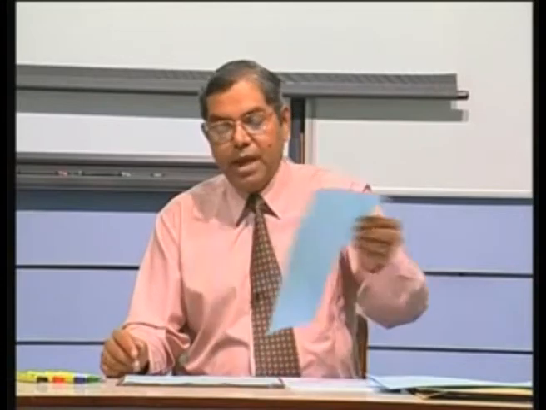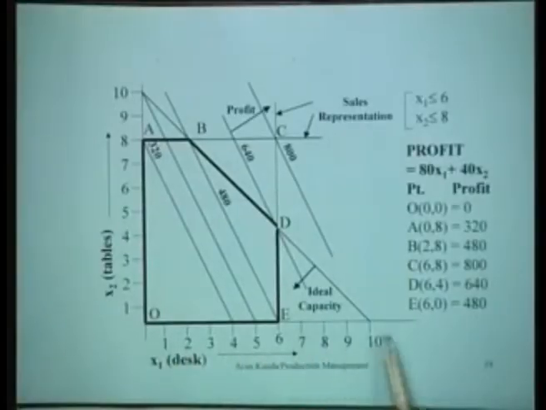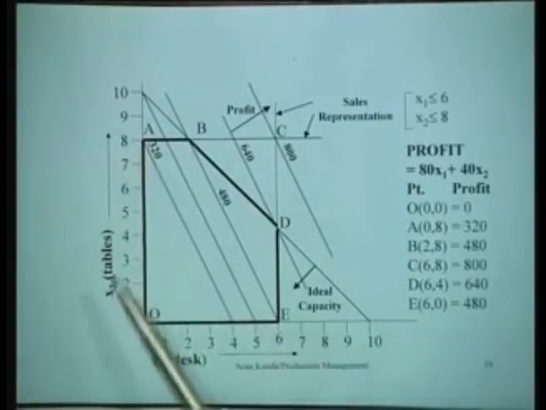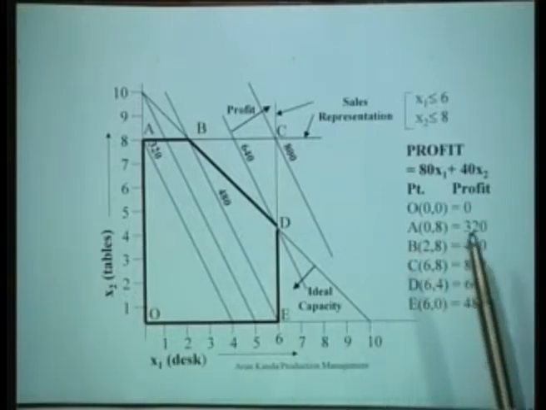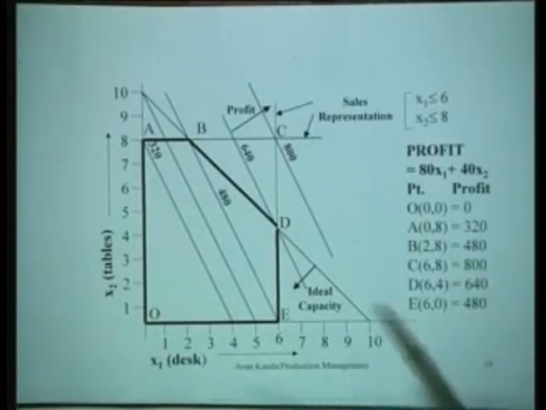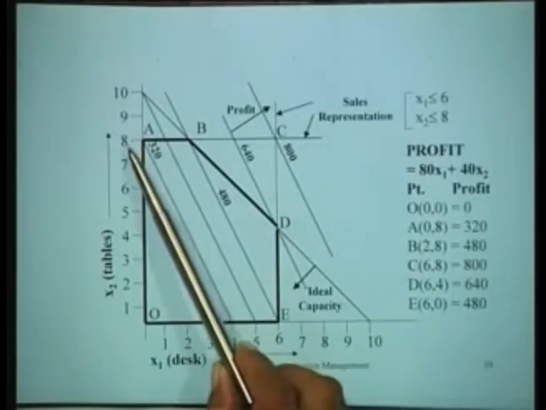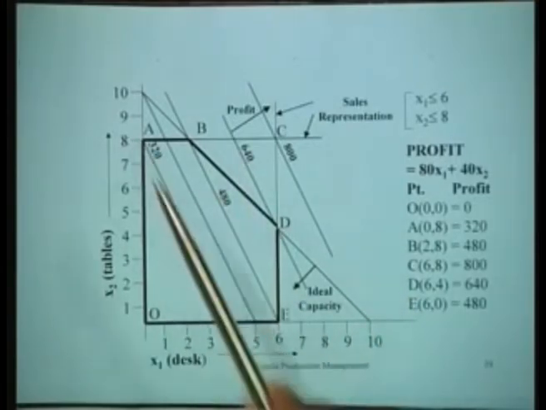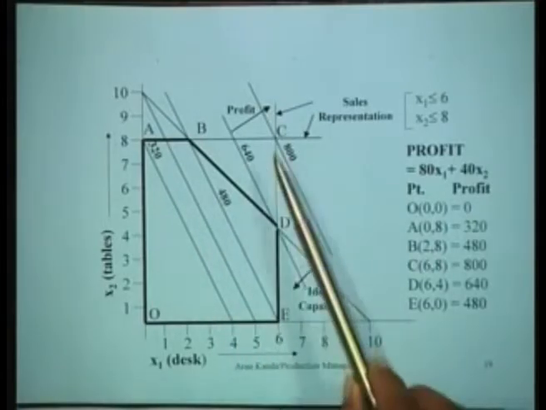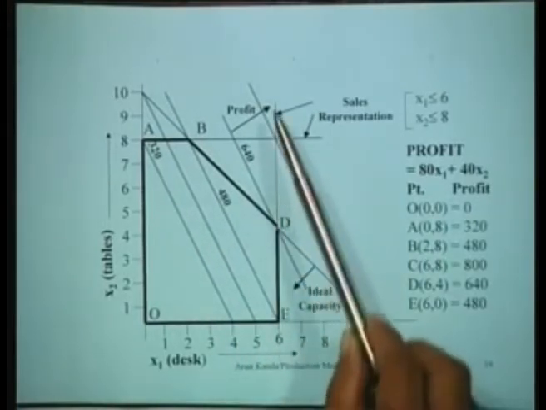So if you want to work with these priorities, incidentally, you can solve this problem graphically. What we see here is, if on the x axis we have the number of desks, which is x1, and on the y axis we have the number of tables, which is x2, then the total sales capacity for tables is this line. You can't sell more than 8 tables, you can't sell more than 6 desks, so you have this line here.